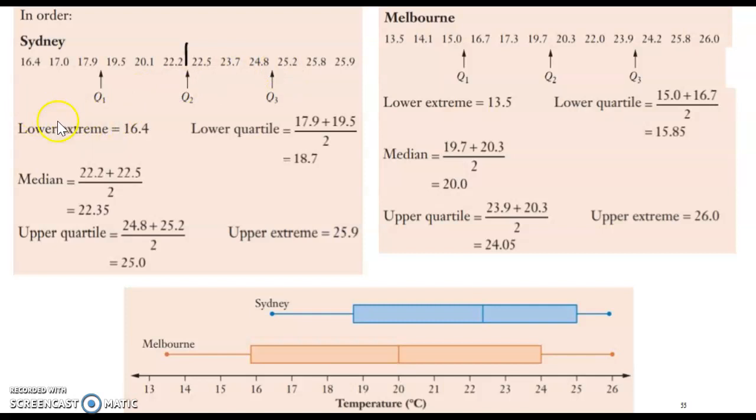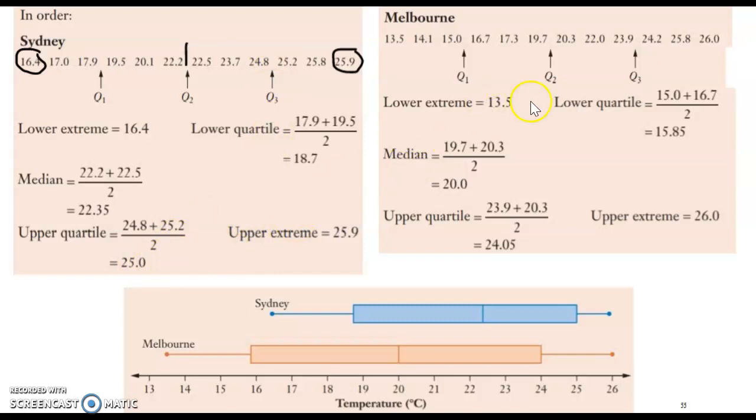So our 5-figure summary, of course, comes from the lowest score, which is this one here. Easy once they're in order, and the highest score, which is that one there, and then our 3 quartiles, quartile 1, 2, and 3. So there's our 5-figure summary. Of course, to get quartile 1 in here, just a reminder, we need to add these two scores together and divide by 2, which is what we've done over here. Same with quartile 3, add them together, divide by 2, and you get 25 for that number there.